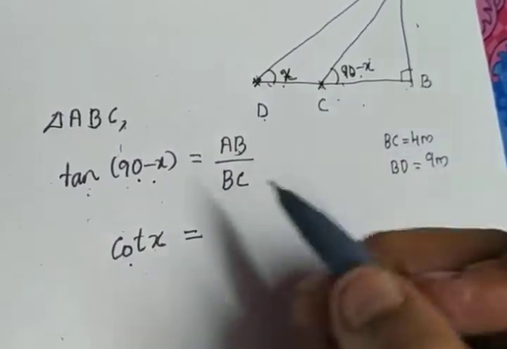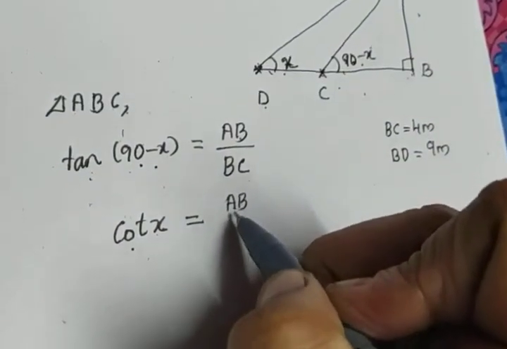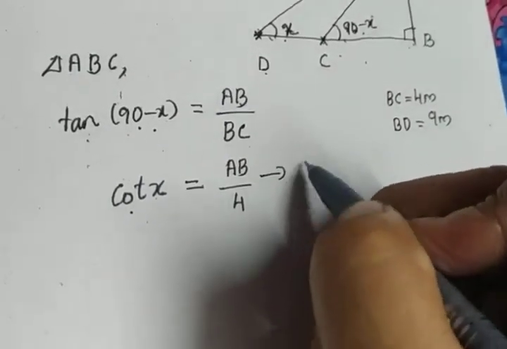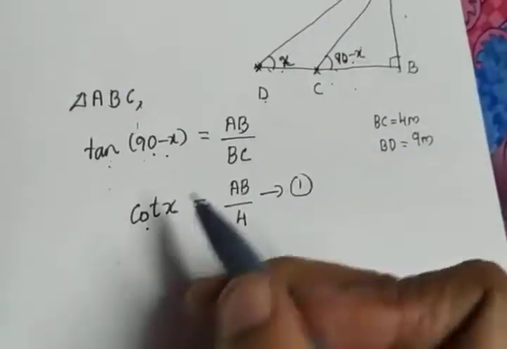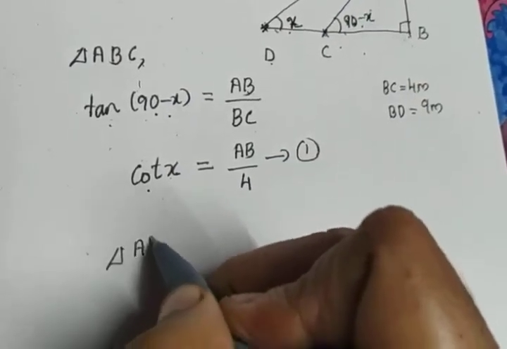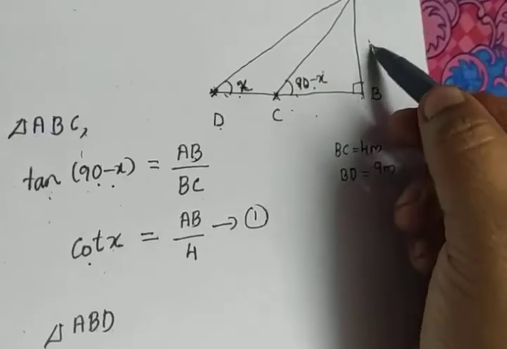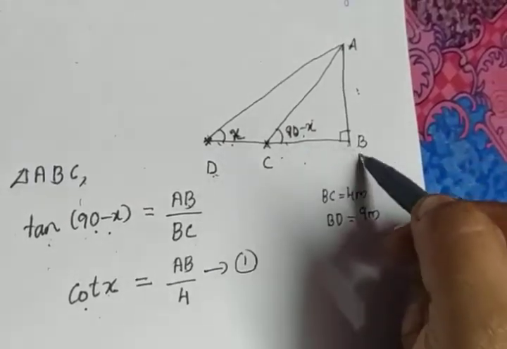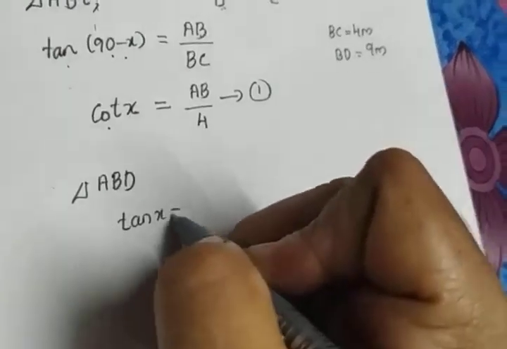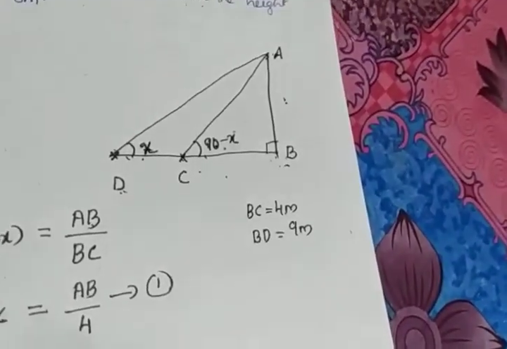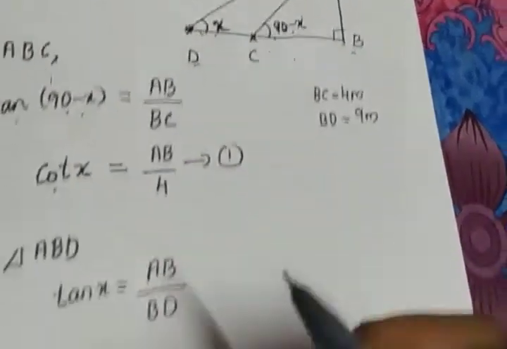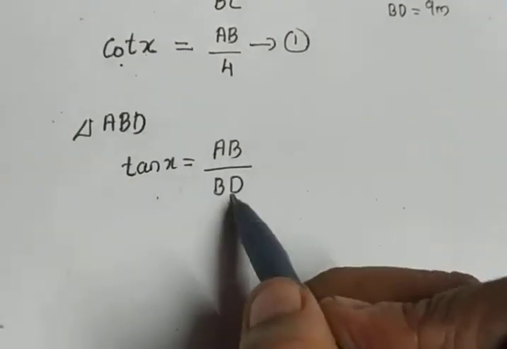What is AB? AB itself, we don't know the value. What about BC? BC is 4 meter. Let it be equation number 1. Again, we will take the next triangle ABD. So in triangle ABD, there also we will connect AB, the opposite side, and BD, the adjacent side. So we will apply tan X. Tan X equal to opposite side AB divided by adjacent side BD. So we are getting tan X equal to AB by BD.